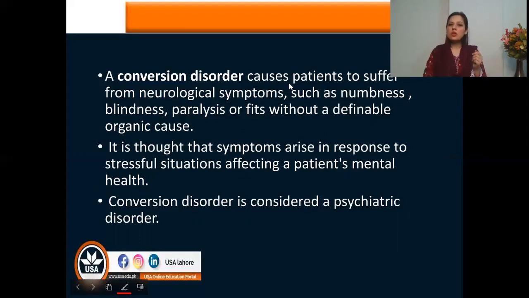Conversion disorder causes the patient to suffer neurological symptoms. The patient usually says that he or she has numbness, blindness, paralysis, fits, without any definable cause. When you do the assessment, everything is okay. There is no specific cause for this numbness, paralysis and fits. These symptoms basically arise in response to some stressful condition, information or situation that is going to affect the patient's mental health. So conversion disorder is considered a psychiatric disorder.